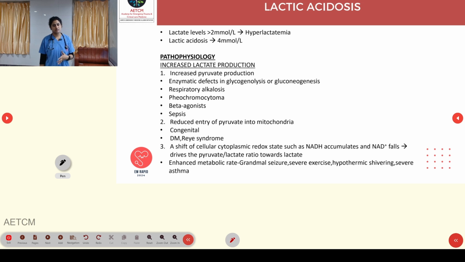Coming to lactic acidosis. If the lactate level is more than 2 millimole per liter, it is hyperlactatemia. To call it lactic acidosis, it should be more than 4 millimole per liter. So, coming to the pathophysiology of lactic acidosis, the first one is increased lactate production. Increased lactate production is caused first by increased pyruvate production. So, enzymatic defects in glycogenolysis or gluconeogenesis, respiratory alkalosis, pheochromocytoma, beta agonists, and sepsis all cause increased pyruvate production, which in turn increases lactic acid production.